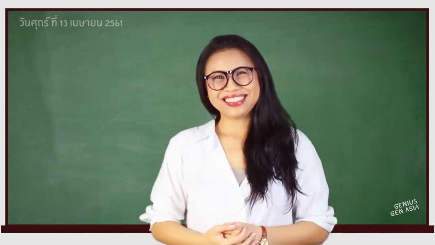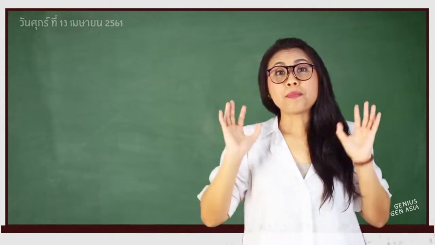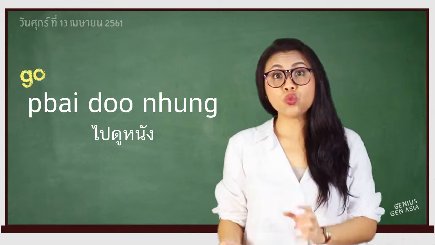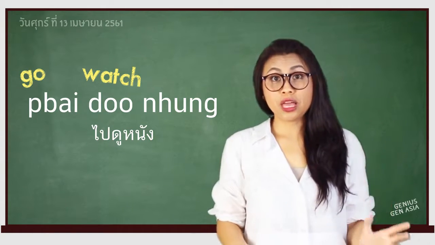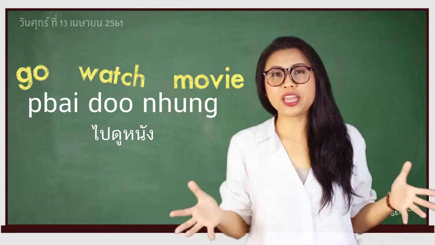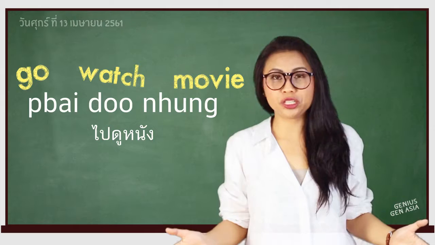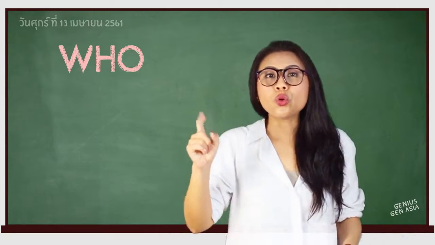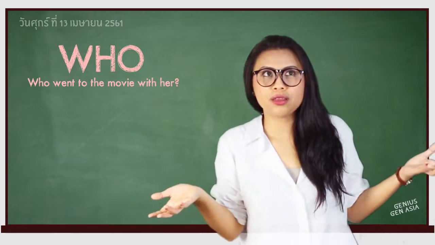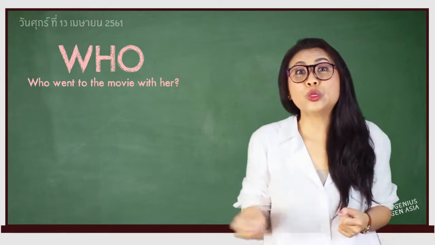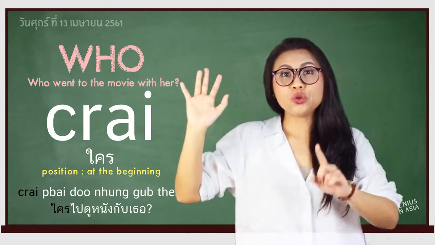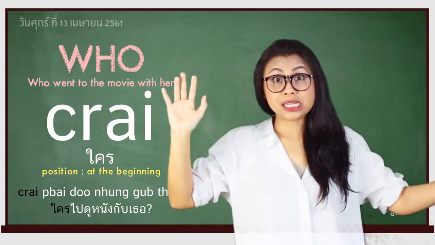Let's get started. Let's play with the ไปดูหนัง. ไป is go, ดู is watch, หนัง is a movie. So ไปดูหนัง, we are going to play with ไปดูหนัง in all questions. The first one, who? If you want to know who went to the movie with her, then you put ใคร at the beginning. ใคร ไปดูหนัง กับเธอ.